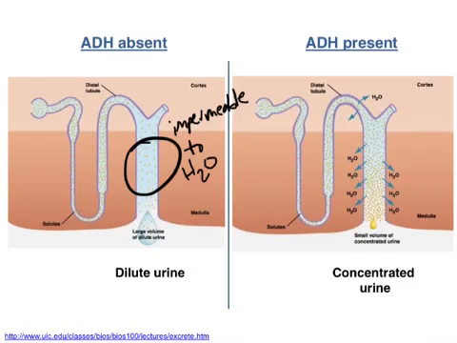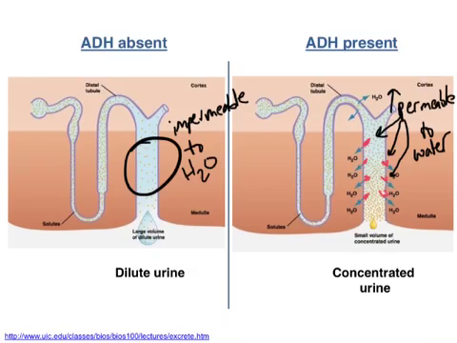Now, when ADH is present, when antidiuretic hormone is present, you get the placement of aquaporin water channels in the principal cells of the collecting duct, and also some in the distal convoluted tubule. So you get aquaporins placed in. Now, the collecting duct is permeable to water. Much more permeable to water.